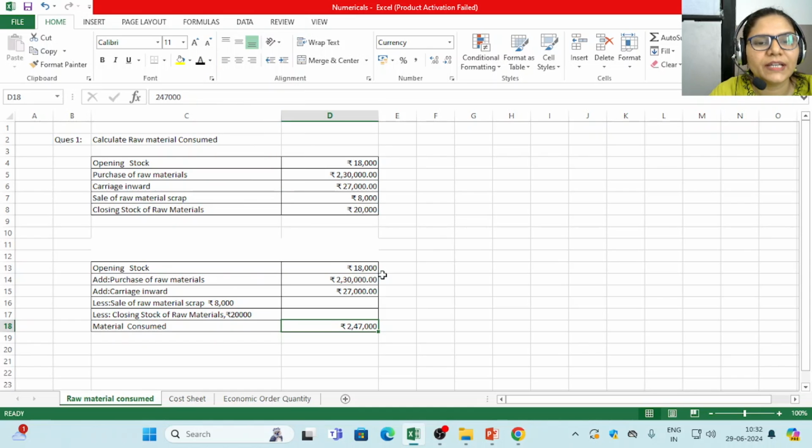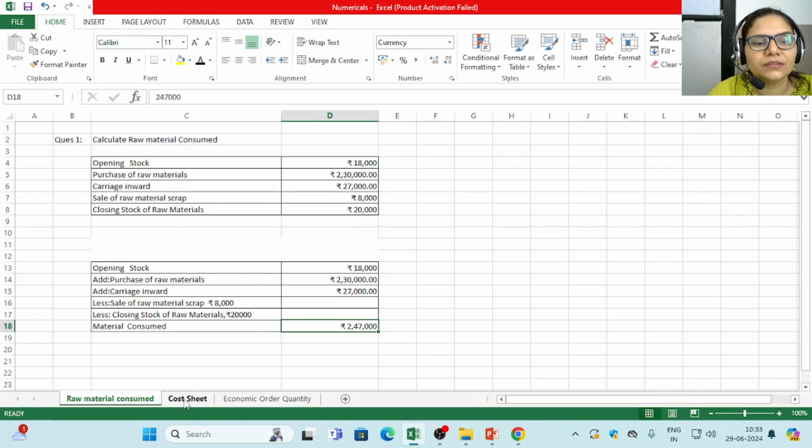So opening stock 18,000 plus add purchase of raw material rupees 2,30,000 plus add carriage inward rupees 27,000. After doing these additions, then we will deduct these values 8,000 and rupees 20,000 from this, and we will get the final value, that is material consumed rupees 2,47,000. So this is how we calculate the raw material consumed.